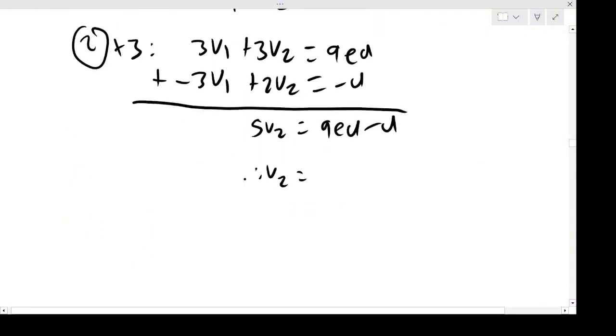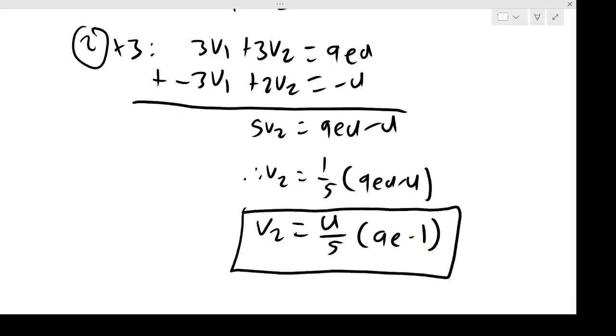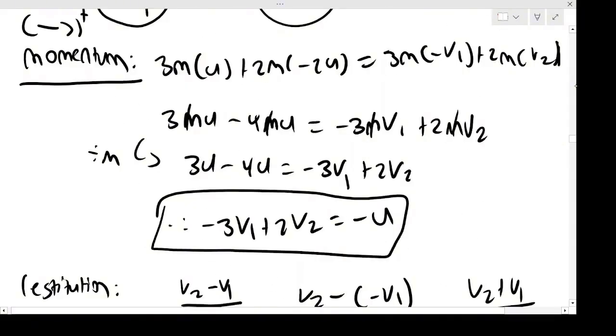Then V2, if I divide by 5, we get a fifth of 9EU minus U. Then I can factor EU out. So it'd be U over 5, lots of 9E minus 1. Okay, and there we are.